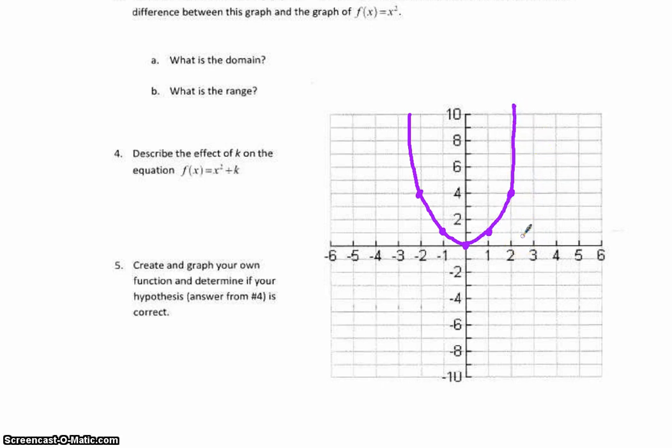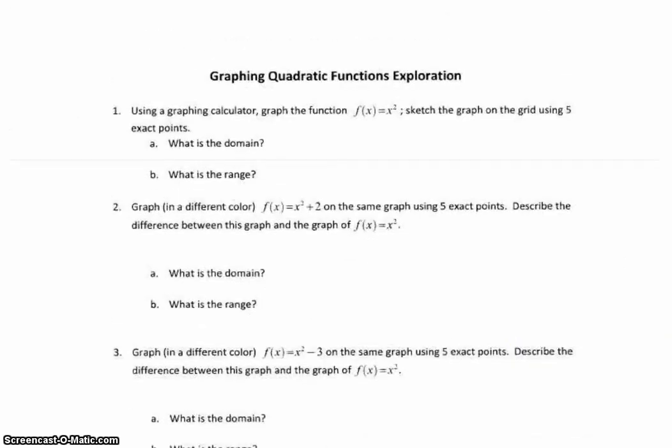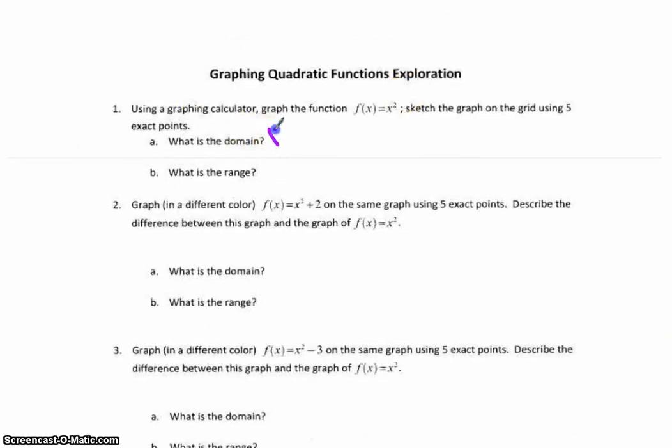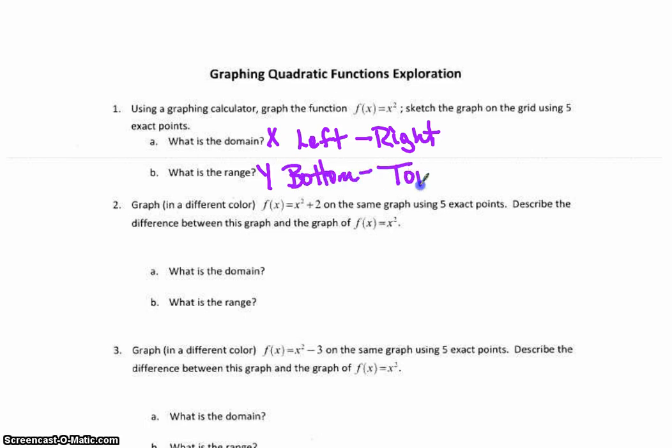So then it wants to know what is the domain and what is the range. Remember, domain is talking about x values, okay? And you might make yourself a note here. Domain is talking about x, range is talking about y. When you look at a graph, domain goes from left to right. Range goes from bottom to top.